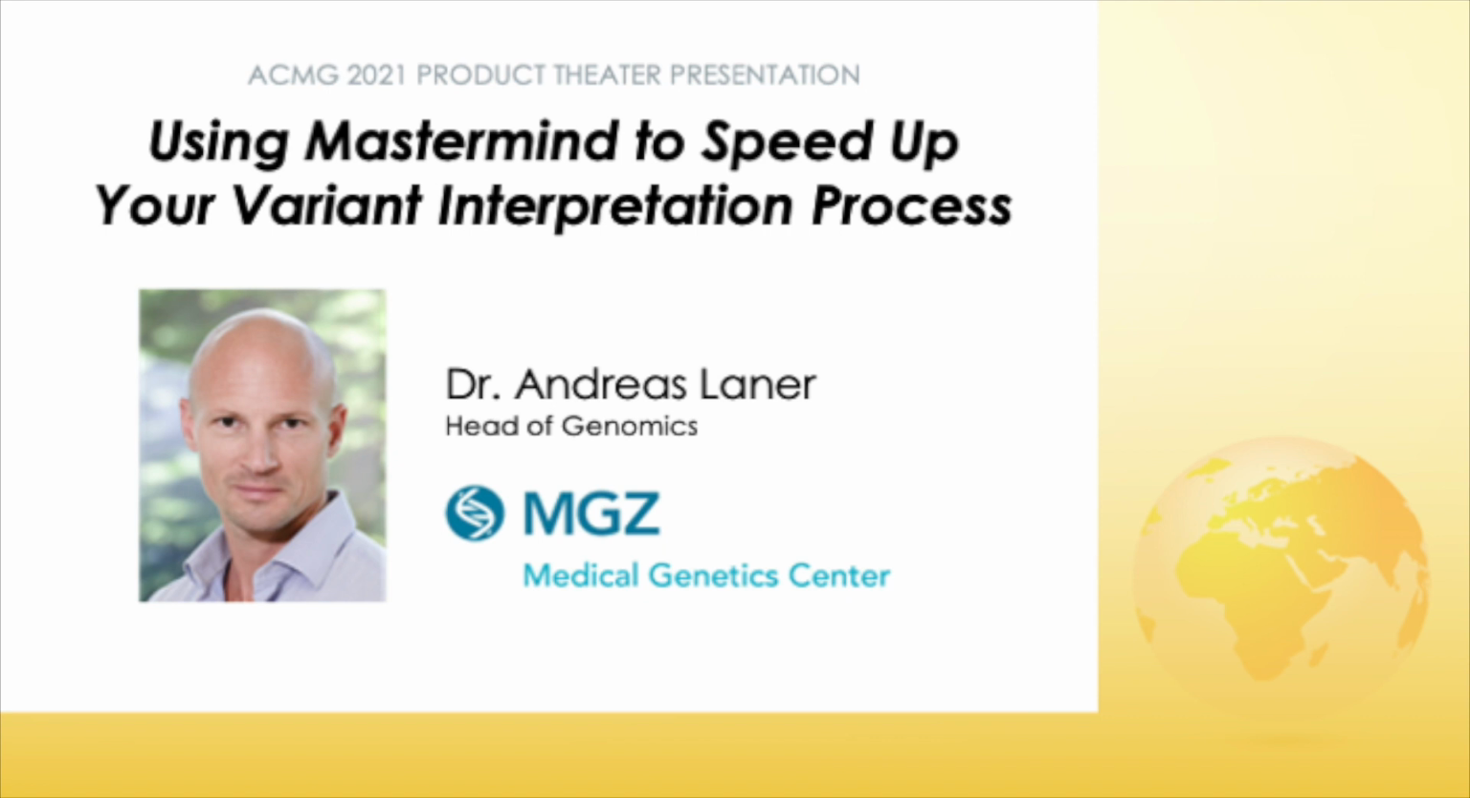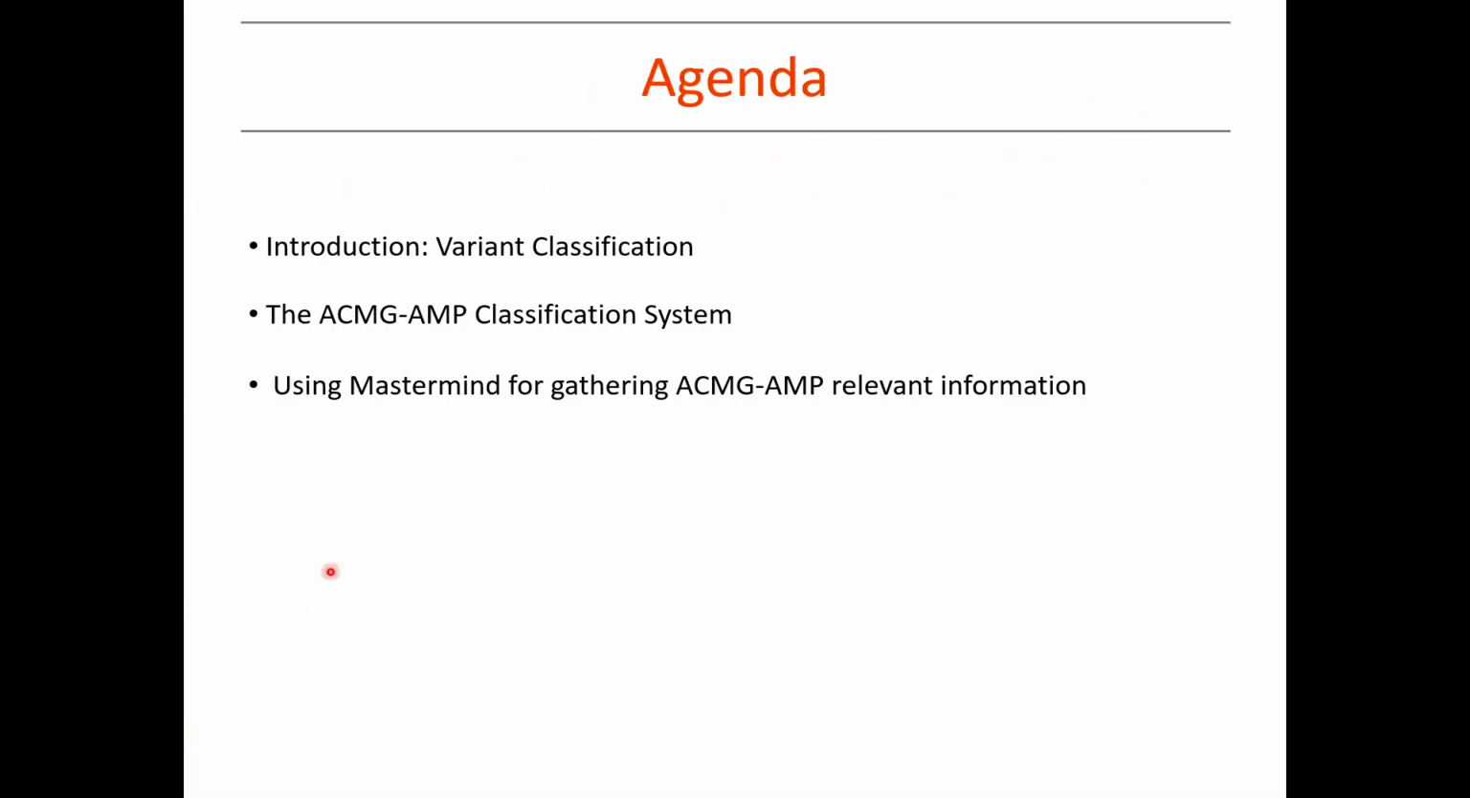So I will start with a short prelude, speaking about variant classification in general and the ACMG AMP classification system in general. And then I will walk you through a case, one of many, where we used Mastermind to gather ACMG relevant information and where we were able to solve the case in a short time.